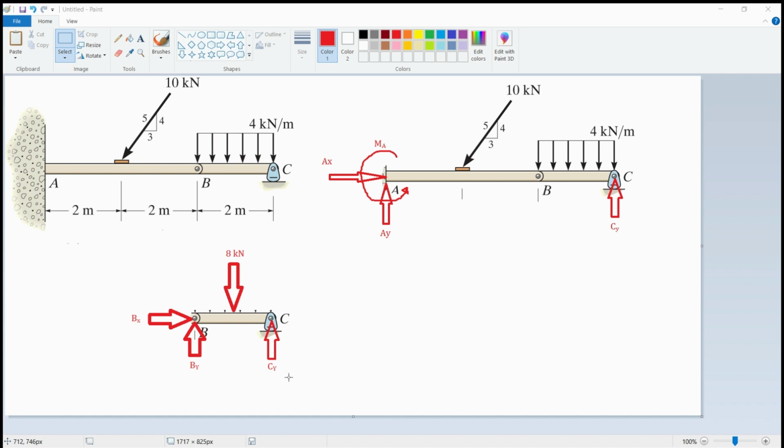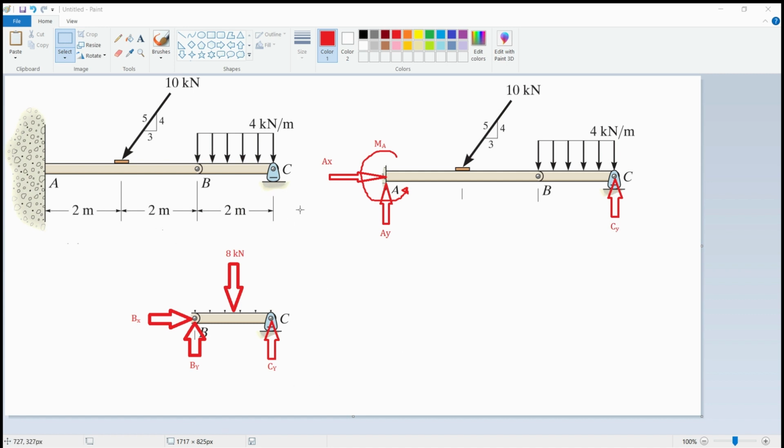Really, what we needed to find the external reactions was just CY, so only the moment about B was required. But now that we have that value, we can go back to the overall free body diagram and sum moments about A to get the reaction moment at A. We can sum forces in Y to get AY, and we always could have had AX just from the 6 kilonewton sideways force. So it does make a difference which direction you go.